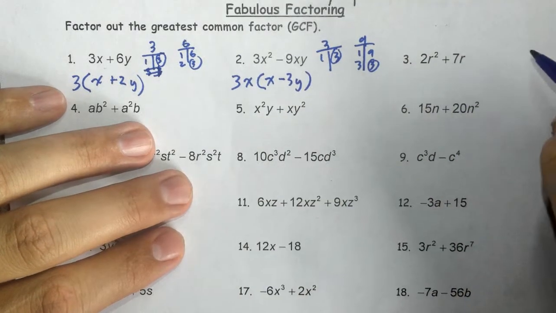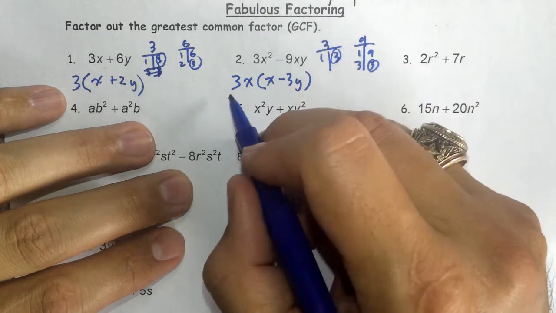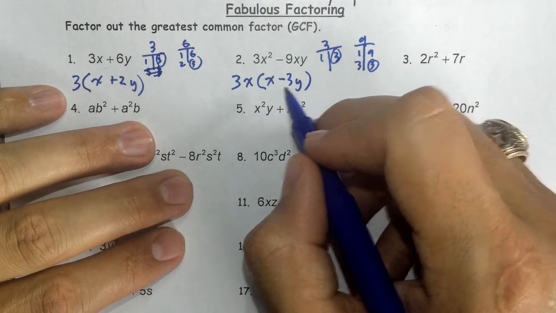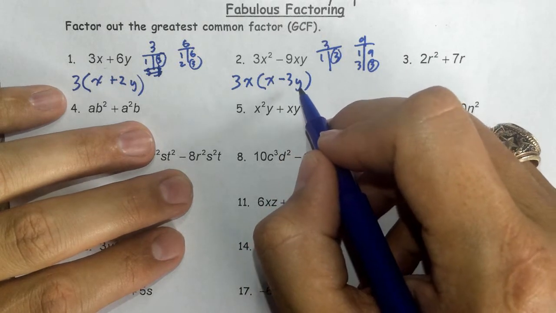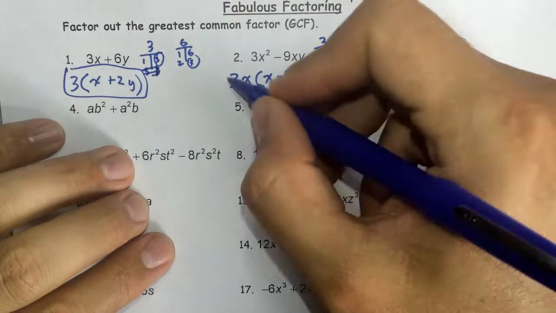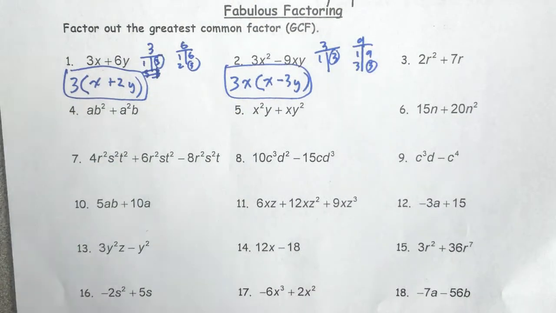To make sure we did it right, we can check it. 3x times x, 3x squared. 3x times negative 3y, negative 9xy, and that's what we have up there. So solution there, solution there. Now we're going to move on over to 3.